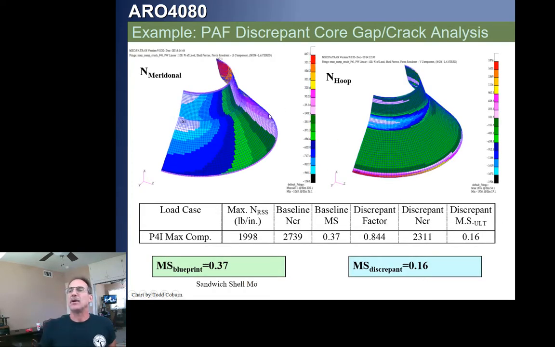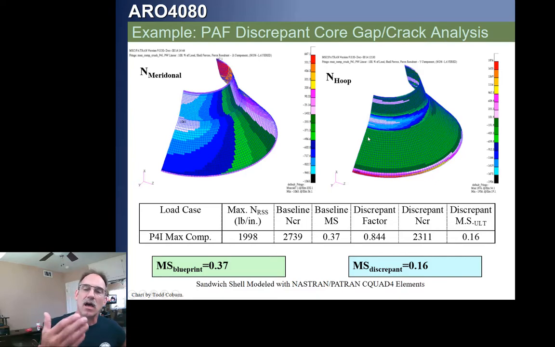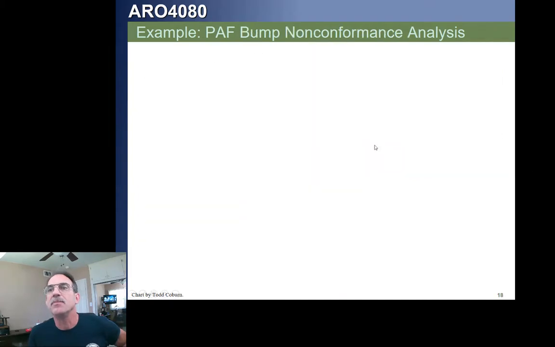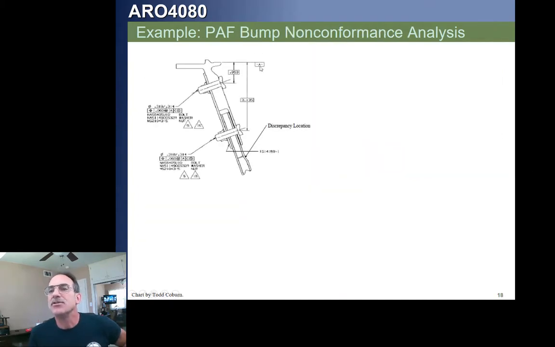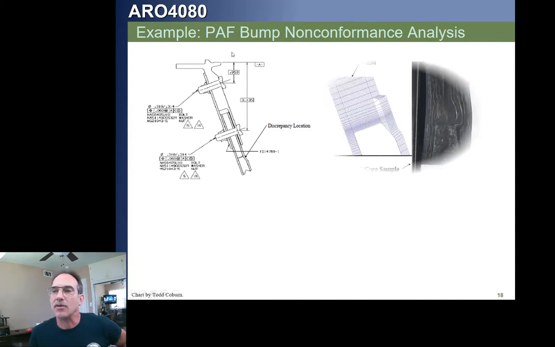This was for a Delta III, and we were looking at a discrepancy where they had a little crack that was found during the ultrasound. And this is the model showing the meridional and hoop stresses. We looked at the baseline model without the defect, and then we modeled that defect in a slightly more complicated model, looked at the meridional loads, showed that they weren't a whole lot different, and that our structure was fine in that respect. Here's a detail up at the forward attachment of the payload attach fitting.